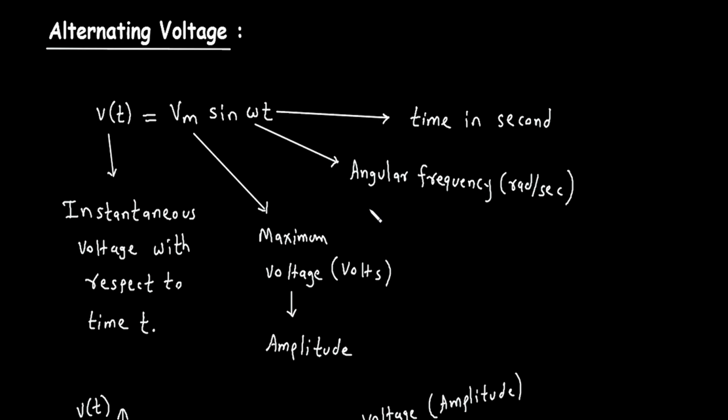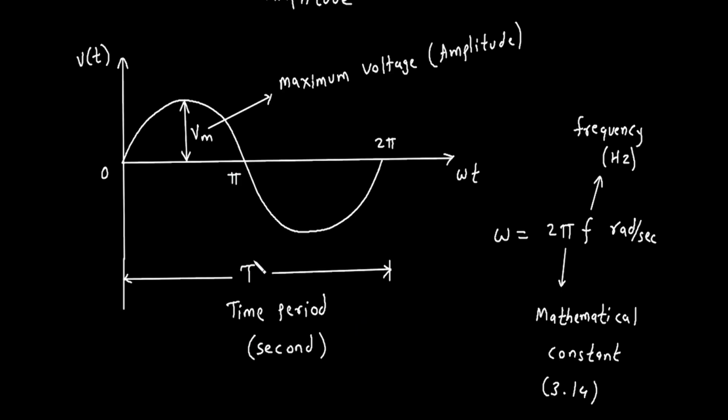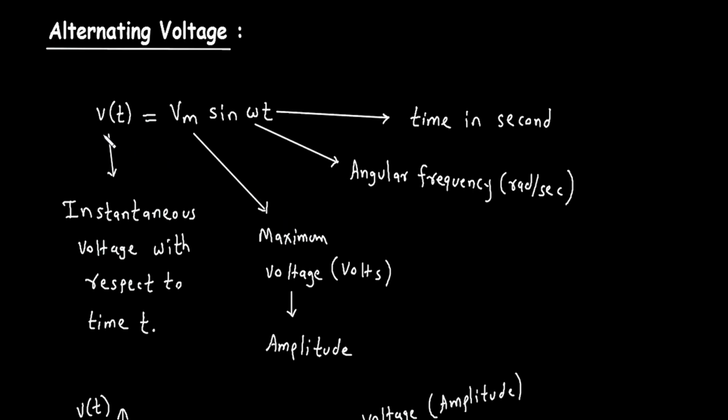Alternating voltage is a type of voltage that varies sinusoidally with time. Unlike direct current, or DC voltage, which is constant, alternating voltage changes its direction and magnitude periodically. The mathematical equation that defines alternating voltage is V(t) = Vm sin(ωt).